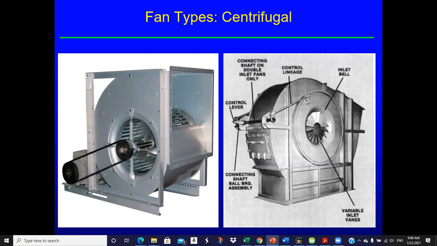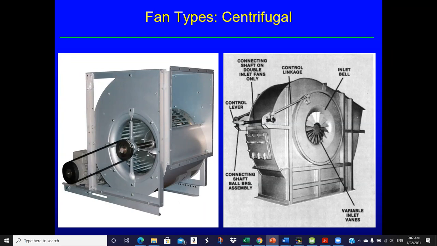Okay, and so just a couple of pictures of typical centrifugal fans. Nothing really special about these. They're often belt driven. They don't have to be belt driven. They can be direct drive to the motor, in which case then you may have discharge dampers or something for capacity control. We're going to be really concerned about capacity control because that's where a lot of inefficiency can work its way into the system.